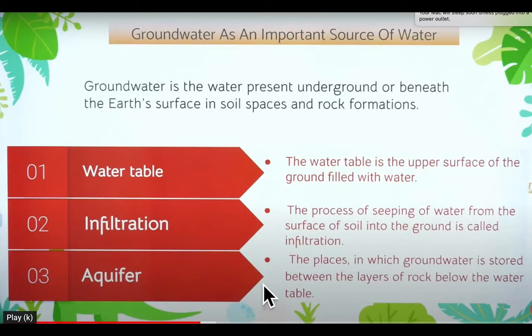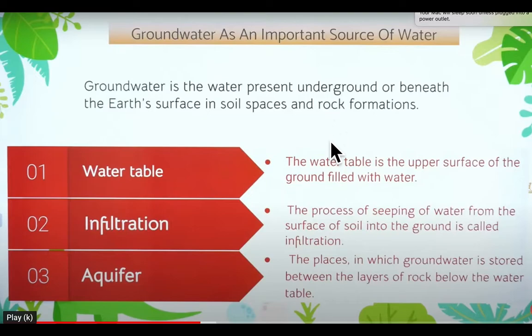And everybody is aware that life is not possible without water. And the water which we can use is only fresh water. The amount of fresh water on the earth is very, very limited. And one source of fresh water is groundwater. Groundwater is an important source of water.